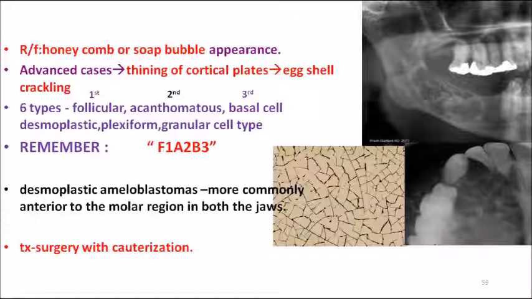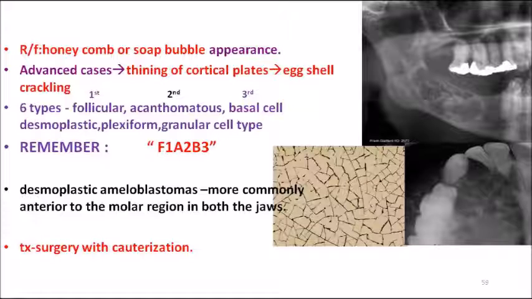Then that way you can easily remember F1: the first rank goes to follicular type, second rank goes to acanthomatous type, okay, and third one is the basal cell ameloblastoma, which is rarely seen. The other types are desmoplastic variety, plexiform variety, granular cell type variety. So these are the 6 types of ameloblastomas.